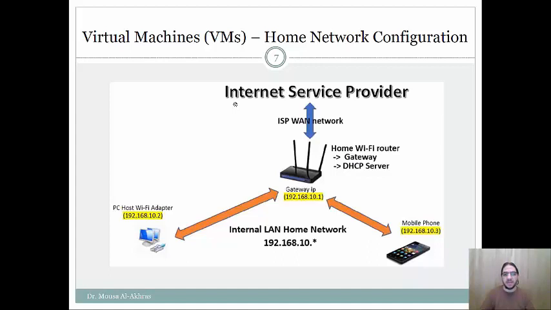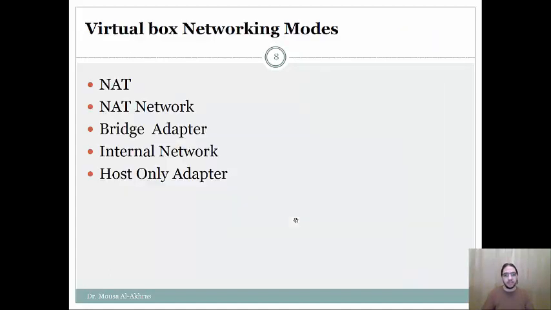This is a typical home network. We have internet from our internet service provider to our gateway. Our gateway in this example is 192.168.10.1, and this gateway is providing the internet for other devices, for example our mobile devices or our desktop. For example, our PC in this scenario has 192.168.10.2 as its IP address, and our mobile phone has 192.168.10.3 as its IP address, and the network range is 192.168.10.*.